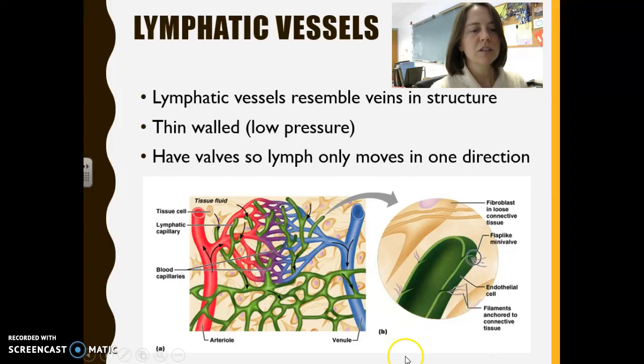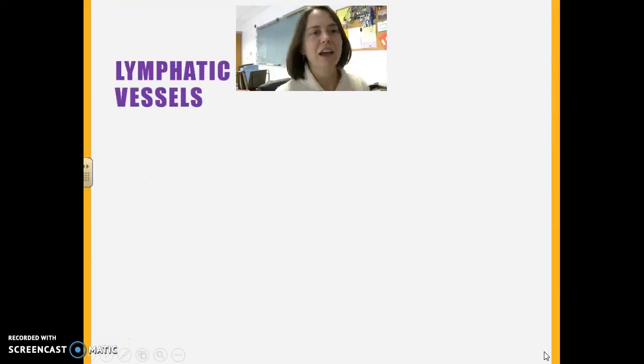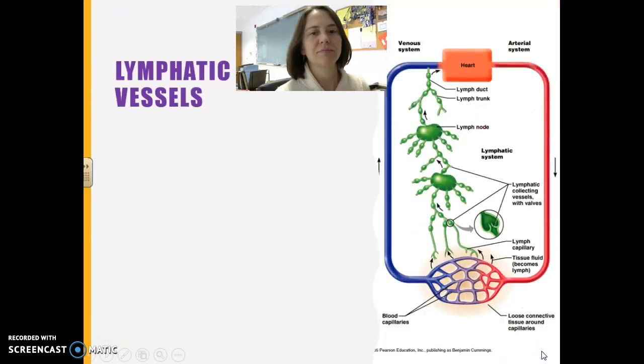In this picture you can see the green are the lymphatic vessels, and they are arising blindly. The lymphatic capillaries are arising blindly in the tissue, and the fluid only goes one way. You can see there are these little flaps in the lymphatic capillaries that let fluid in, but would not let fluid out. So let's take a look at the lymphatic vessels.